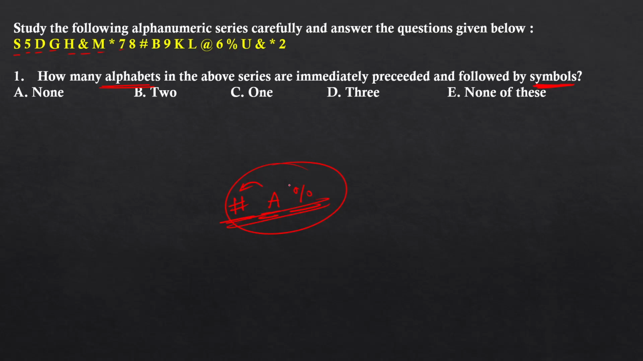Okay. So just count from here from the left hand. So S is followed by 5. So S should not be our answer. D is preceded by 5, not a symbol. So D should not be our answer. G is followed by H and preceded by D. So G is wrong.